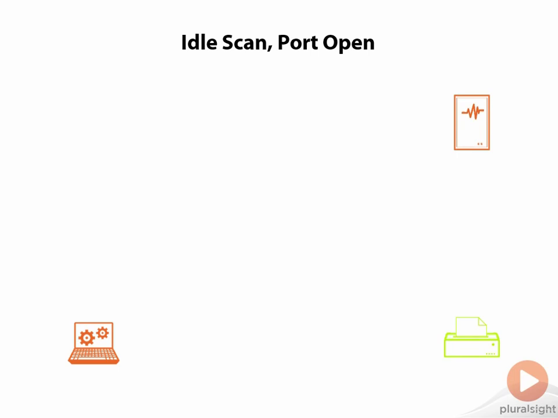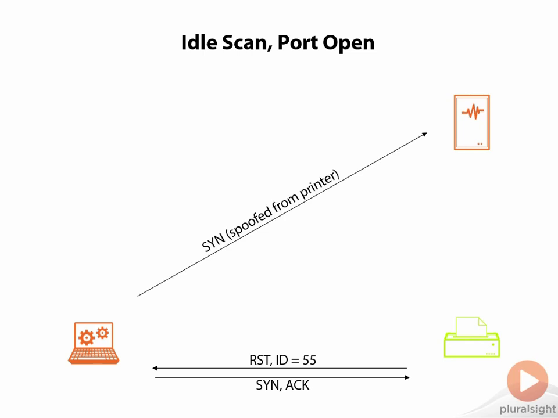Suppose we've identified a printer as being idle and having monotonically increasing IP ID values. We start by sending a packet to the idle system, which sends us a reply that includes the ID value which we note. We then spoof a SYN packet to the target system using the idle system's IP address. Since the port is open, this packet elicits a SYN ACK response from the target to the idle system, which, having no knowledge of the conversation, responds back to the target with a reset packet, which burns an ID number.